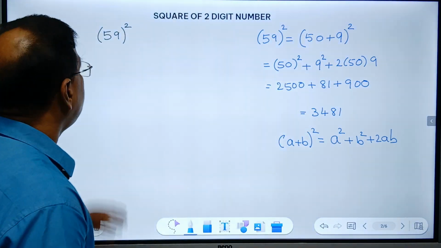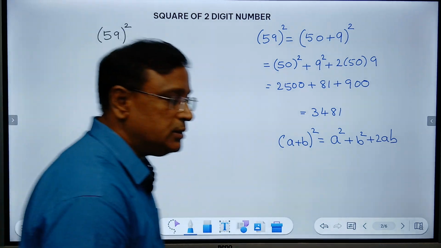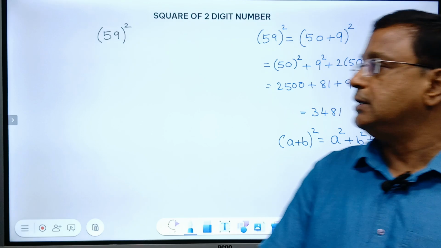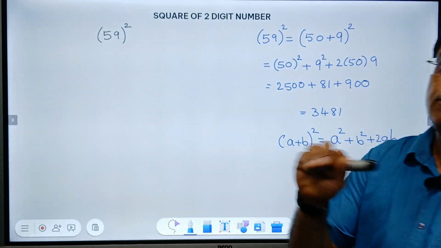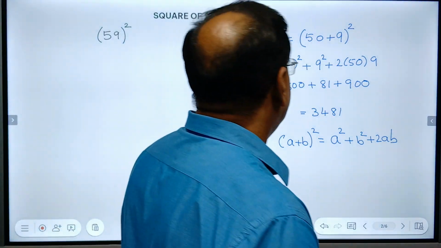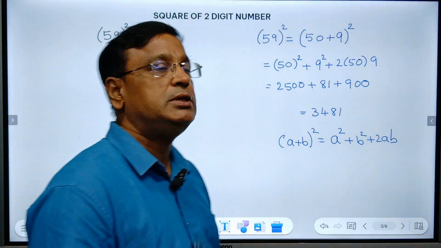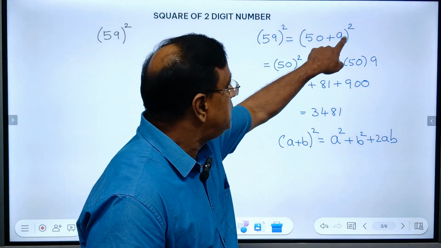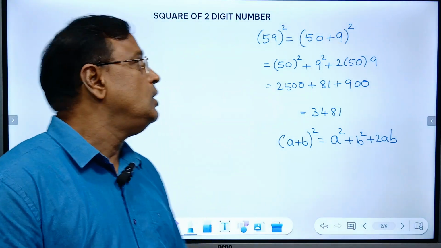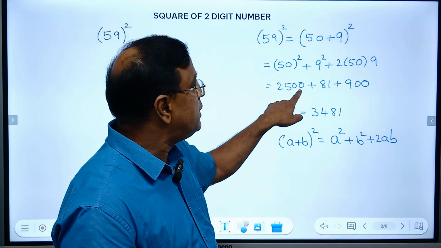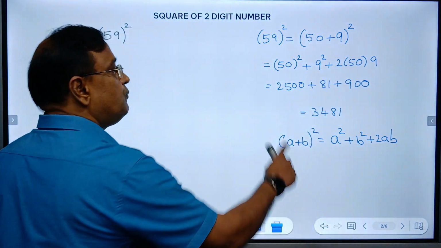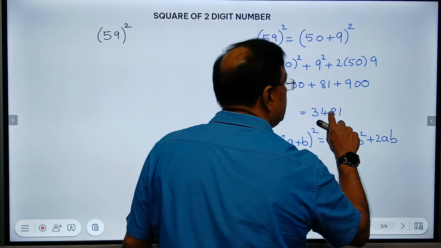Now the question is, I want to find 59 square. How do I square 59? The rigorous method, the mathematics behind that, is that I will write 59 as (50 plus 9) the whole square. So it will be (a plus b) the whole square. What is that? 50 square plus 9 square plus 2ab. Now what is 50 square? It is 2500. 9 square is 81 and 2ab is 900. If you add all this, you get 3481.